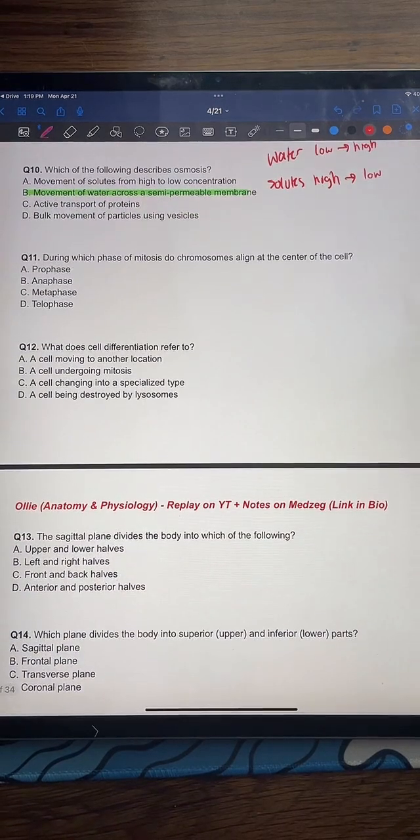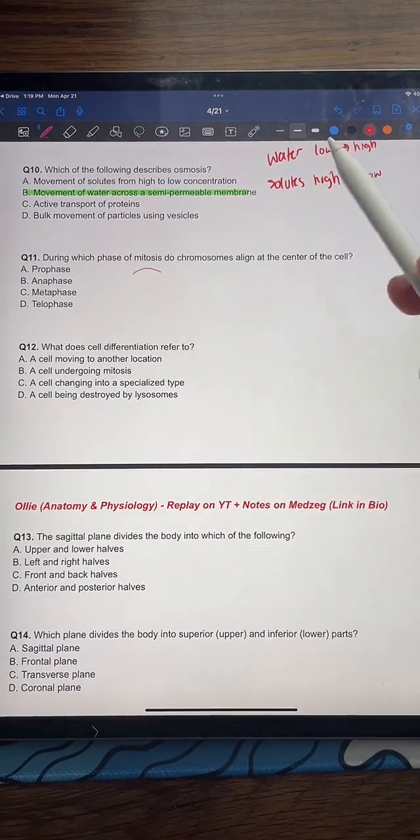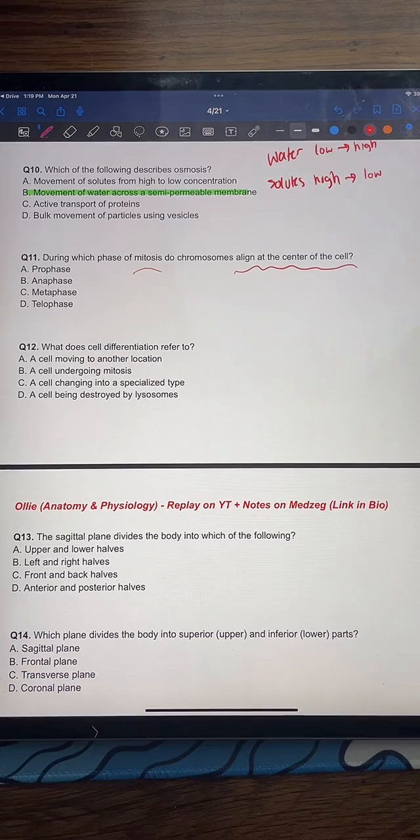Number 11, during which phase of mitosis do chromosomes align at the center of the cell? This is practice for the HESI and TEAS.